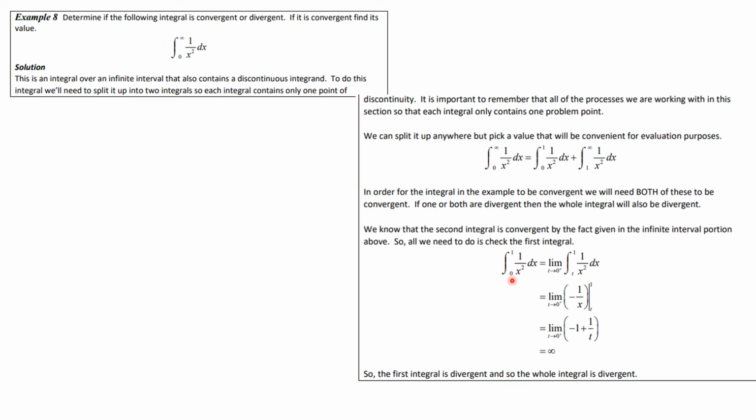So let's look at this one. When we look at the integral from 0 to 1 of 1 over x squared, you put the t there. That's the limit as t tends to 0 from the right. You add 1 to the exponent, divide by the new exponent, plug t in, and you take the limit as t tends to 0. This is minus 1 plus 1 over t. This is plus infinity. So this integral diverges because this one diverges.